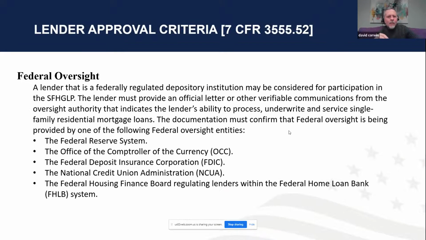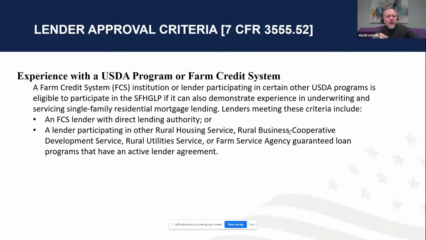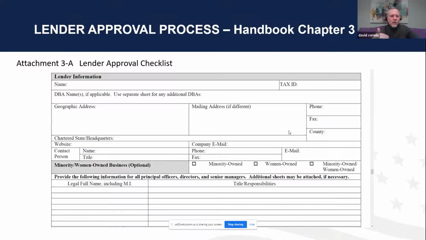experienced staff. You can also go through federal oversight if part of the Federal Reserve System, or seen by FDIC, NCUA, the FHLB. So any kind of that oversight, also acceptable. Experience with a USDA program or farm credit system. So any of our other agency programs, the business programs, utility programs, or even farm credit services, any of those, you'd already be able to come in. So again, those were the primary criteria. That's what's listed in our handbook.